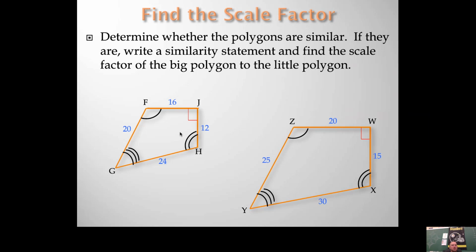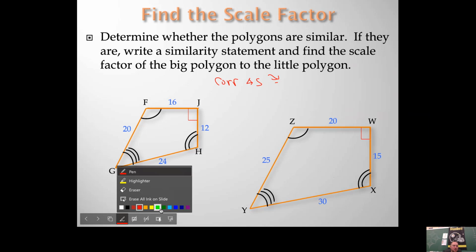So are they similar? Well, you need to check the corresponding angles. There's a match. There's a second match, third match, fourth match. So our corresponding angles are congruent. We just check that. And that's what you have to do if they're going to be similar.